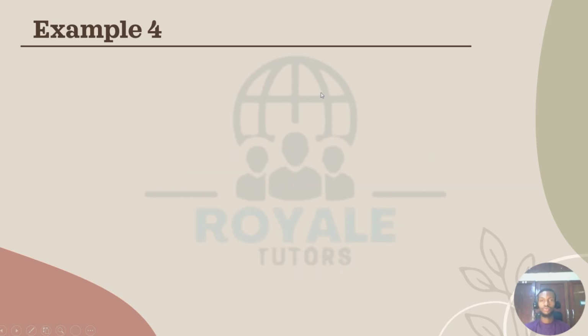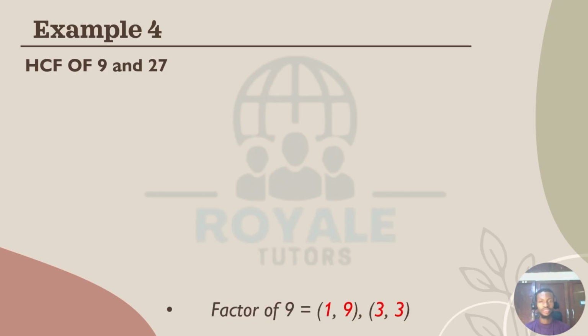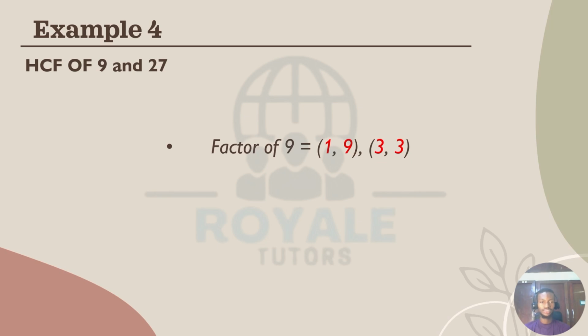That's example 4. Highest common factor of 9 and 27. Let's look at factors of 9. 9 can be formed from the product of 1 and 9, 3 and 3. So the factors of 9 are 1, 3 and 9.